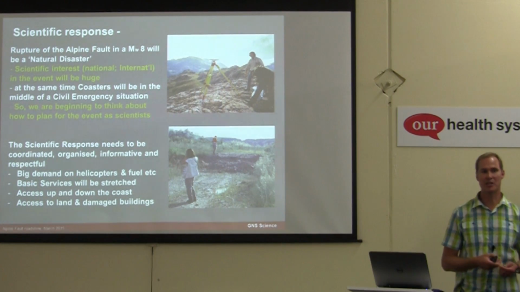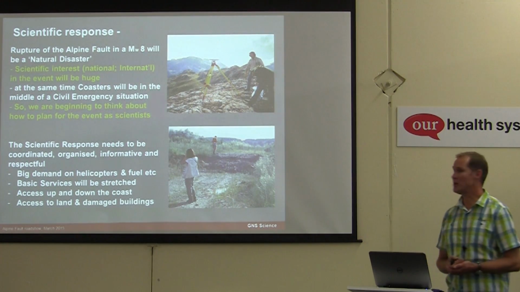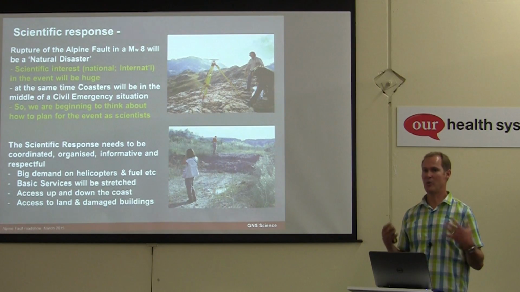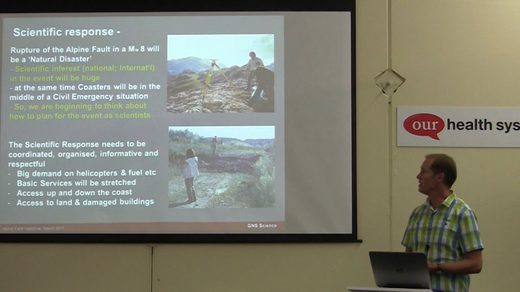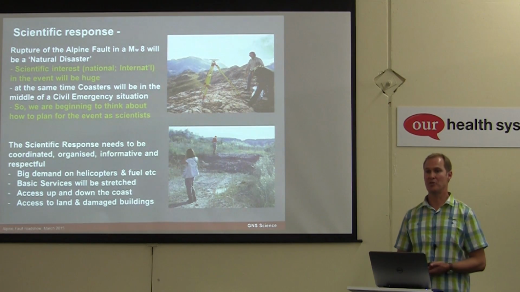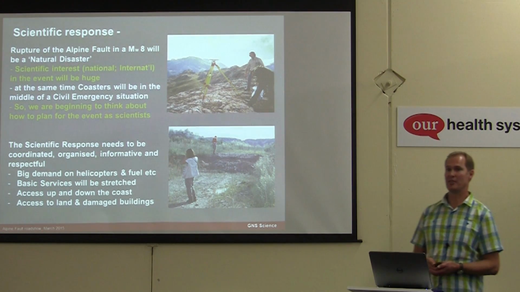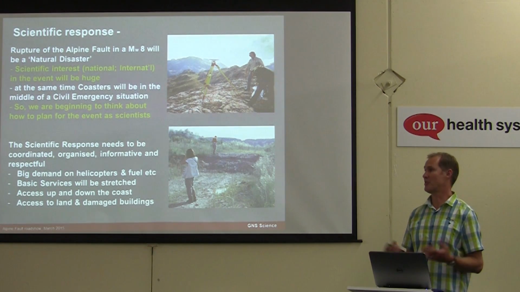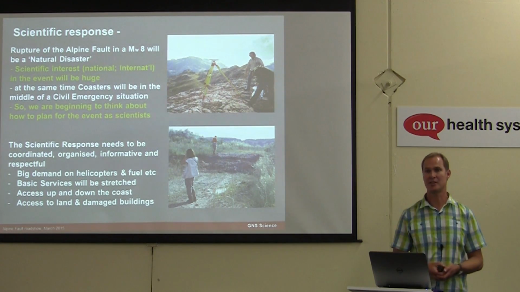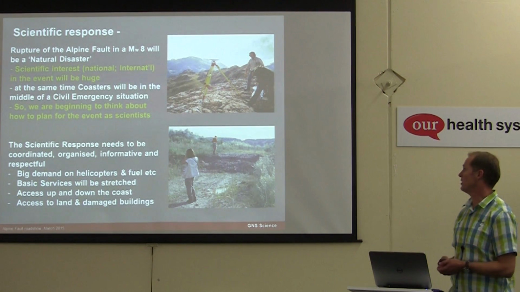The last subject I'll touch on is we've started to realise that we're telling people about preparedness for the next Alpine Fault earthquake, but as scientists we also have to think about how we are going to be prepared for it and what our response is going to look like. So rupture of the Alpine Fault in a magnitude 8 earthquake will be a natural disaster. There will be huge scientific interest in this event, both nationally and internationally. We'll be flooded with scientists coming from overseas who want to see this event, both in terms of the fault rupture, the sediment dynamics, etc.